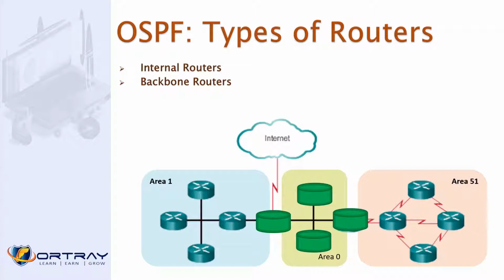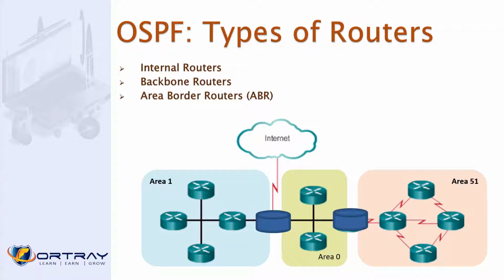In OSPF, area 0 has a lot of significance. All the traffic between area 51 and area 1, when two disconnected areas want to communicate with each other, must go through area 0. It's like the backbone of your back, where all the communications and all the information are happening. So backbone routers are routers that have at least one interface in area 0.